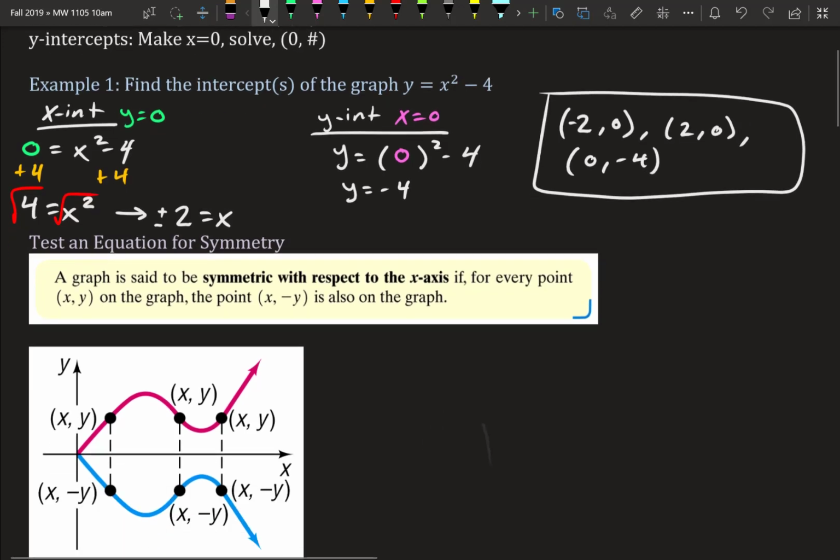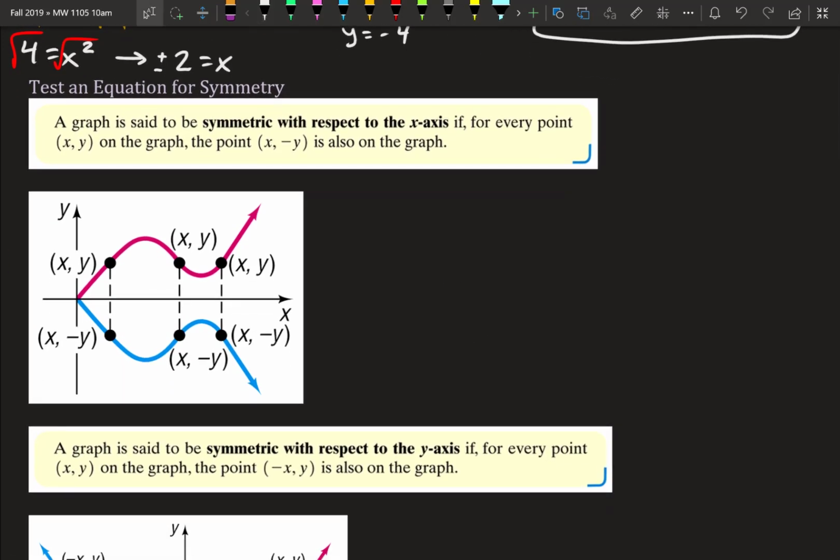All right, now we're going to move on to symmetry. We have 3 types of symmetry. A graph is said to be symmetric with respect to the x-axis if, for every point (x, y) on the graph, the point (x, negative y) is also on the graph. Let's make a little more sense of that. If I had a point right here, and let's say it's (4, 2), then this point right here would be (4, negative 2). Sorry, my pen messed up.